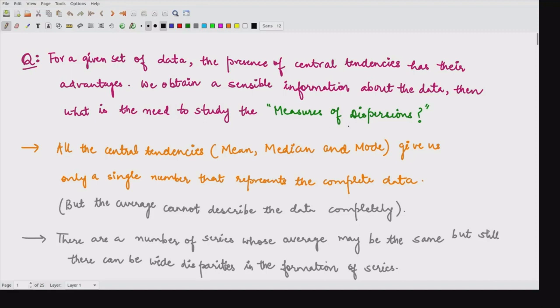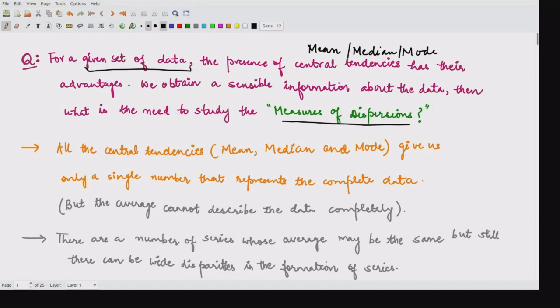So previously we have studied the measures of central tendency. In this class we will be studying the measures of dispersion. The first question that arises is, for a given set of data, we have talked about this data from the very starting of this course. The presence of central tendencies has its advantages, that we can talk about the average or mean, or the median, or the mode for the corresponding data.